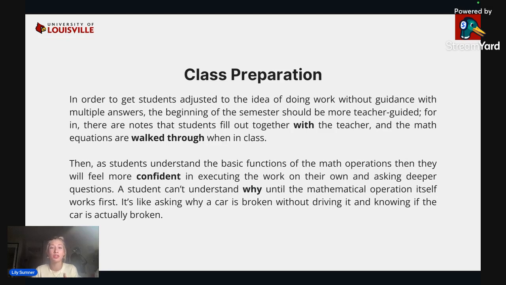A student can't understand fully why something is the way it is mathematically until the mathematical operation itself works first. So it's like asking why a car is broken fully without driving it and knowing if the car is actually broken. So I feel like the students do need to have time with the teacher where it's kind of a walkthrough in the class of how to do it, and it may not be something very deep in elaboration as, oh, this is why you do it. But it allows students basically to examine it themselves, learn it, so then they can go tinker with it after.